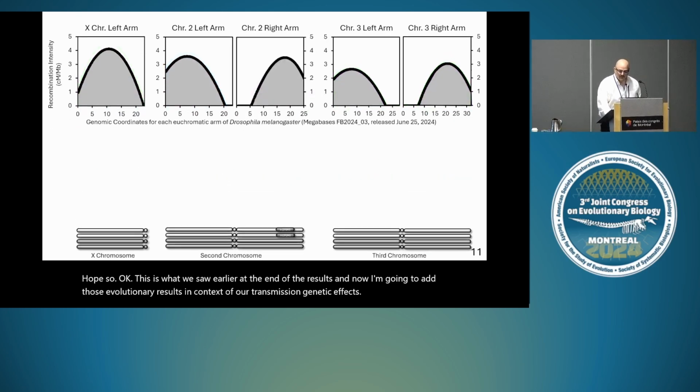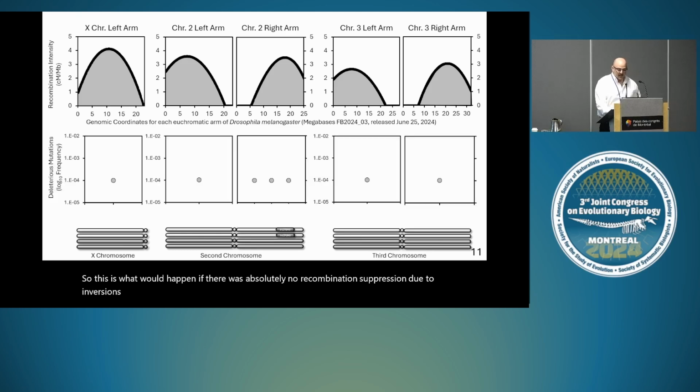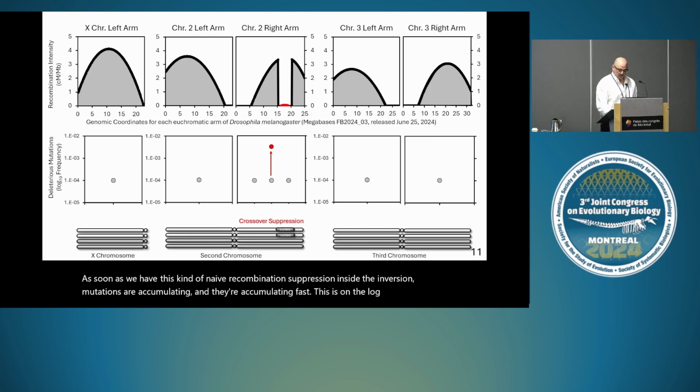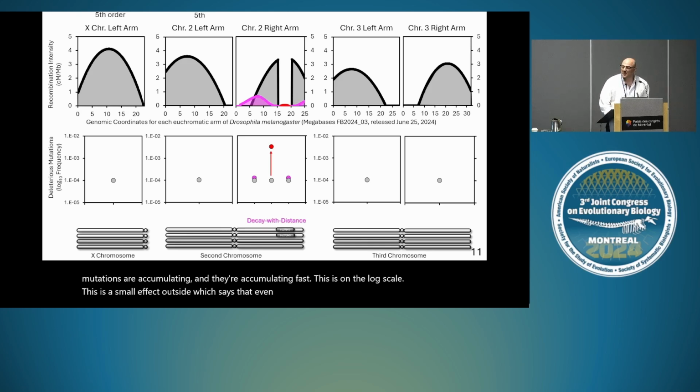So this is what would happen if there was absolutely no recombination suppression due to inversions. And what we get is a mutation-selection-recombination balance, which is about 1 deleterious mutant per haploid chromosome arm, and that's uniform across all the arms. As soon as we have this kind of naive recombination suppression inside the inversion, mutations are accumulating, and they're accumulating fast. This is on the log scale. There's a small effect outside, which says that even if you have a tiny bit of recombination, it's actually pretty good in terms of efficiency of selection removing deleterious mutants.